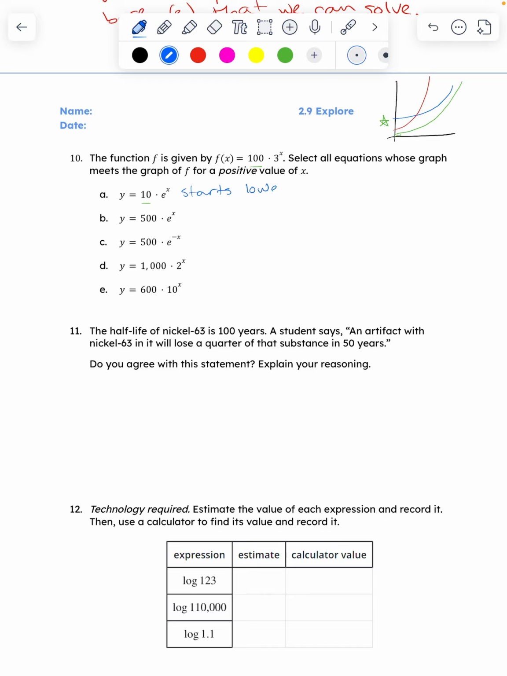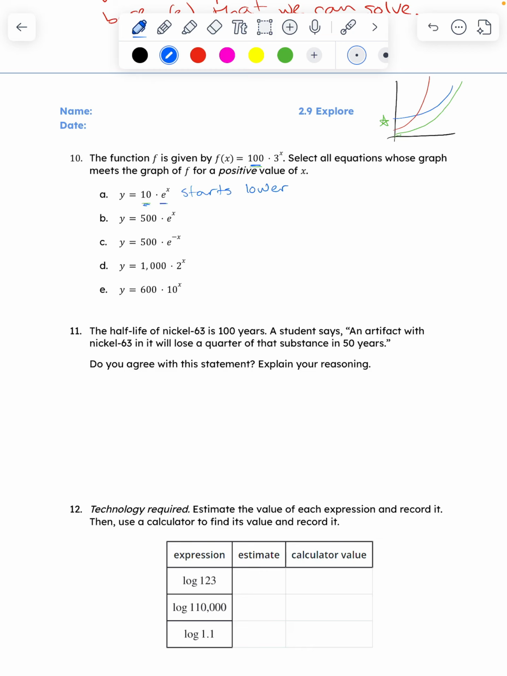Because its initial value is 10 when I read this function, and my initial value of the f of x in my problem is 100. So 100 times 3 to the x is going to start much higher. And then is it growing faster or slower?